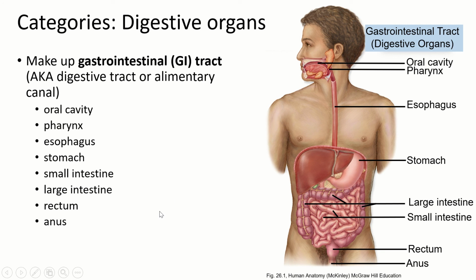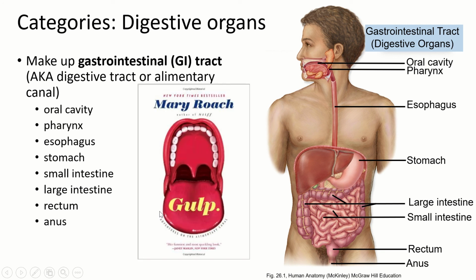Now, along with the digestive organs, oh, please, I forgot. I do want to recommend this book, Gulp, by Mary Roach, which is Adventures on the Alimentary Canal is the subhead. It is an absolutely brilliant book about your digestive system and things that can go wrong with your digestive system. And it's absolutely fascinating and amazing and hilarious. So I really recommend that.